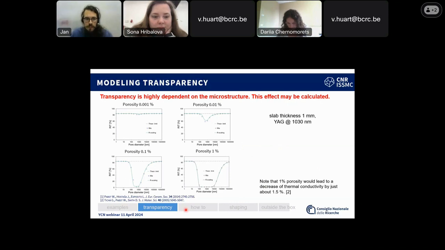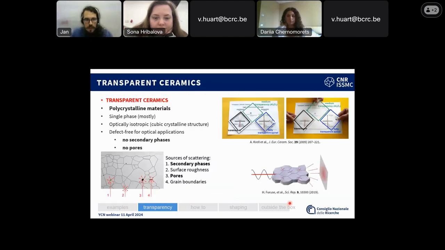And it doesn't even have to be cubic or optically isotropic to become transparent, if you know how to work around that. So when we look at the single phase or multi-phase systems, the trick is in having small grains, because as long as the grains are relatively big, let's say micron size, you're just going to have too much scattering to have a material that's transparent.